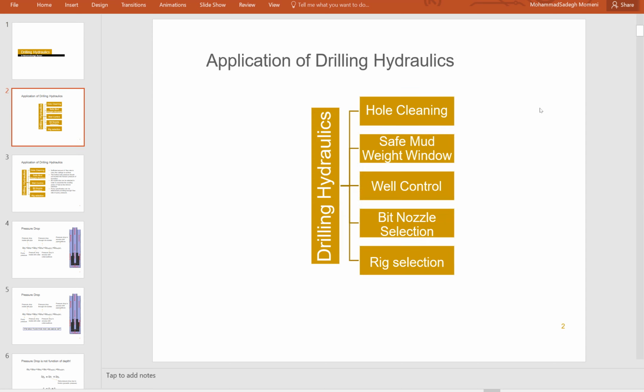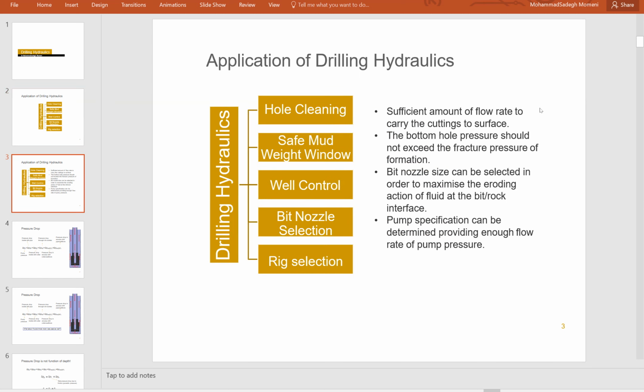The application of drilling hydraulics is that it will be helpful for hole cleaning and the safe mud weight window. For this part, we will be able to find a sufficient flow rate to carry the cuttings to the surface. It's also a part of well control: the bottom hole pressure should not exceed the fracture pressure of the formation.